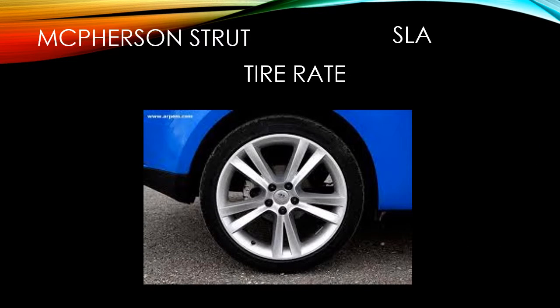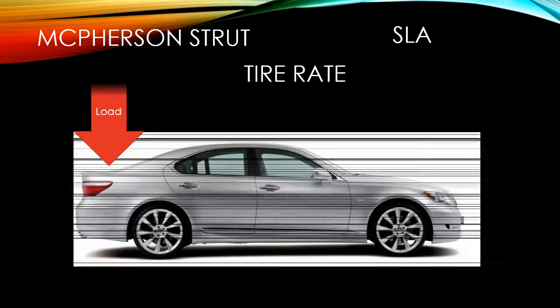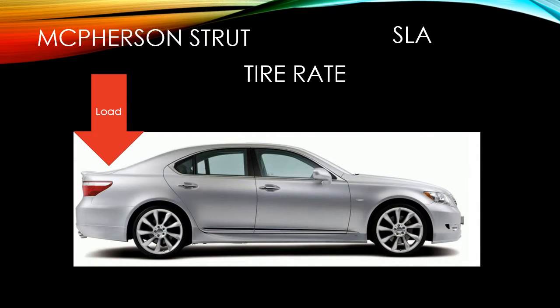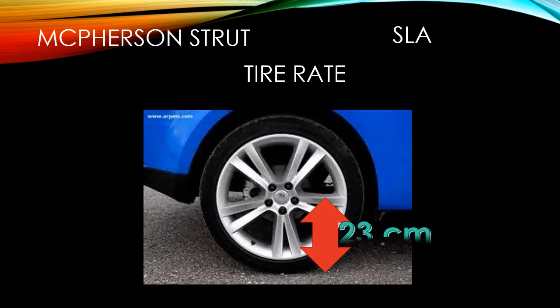The third concept that I will define is the tire rate, which is easy to define. The tire rate is the distance from the center of the wheel to the point of contact with the road. When you put some load into the vehicle, you can see how this distance is reduced. Let's look at the image. The distance between the center of the tire to the road is 25 centimeters, but when we apply a heavy load, you can see how this distance is reduced until 23 centimeters.